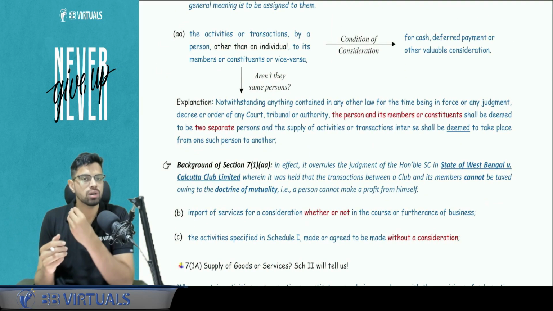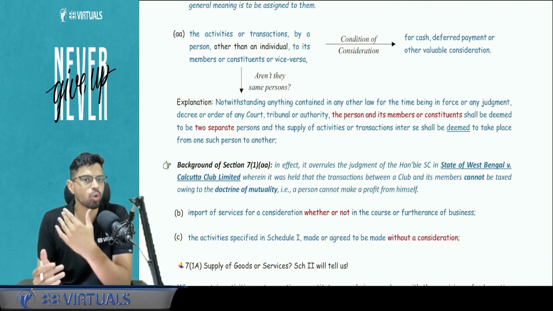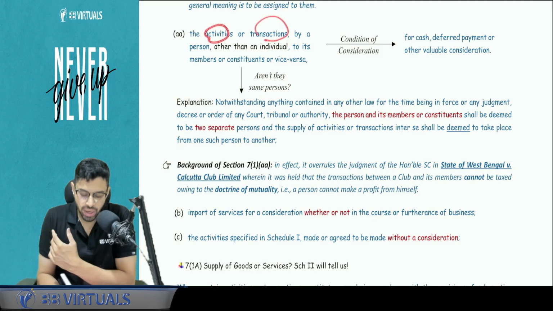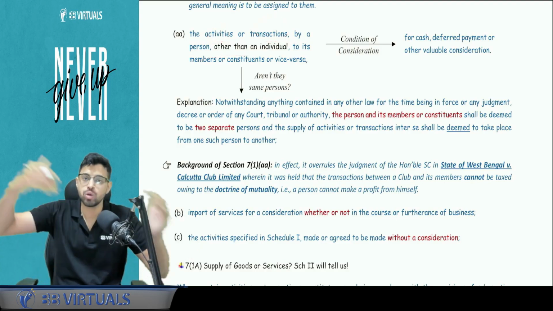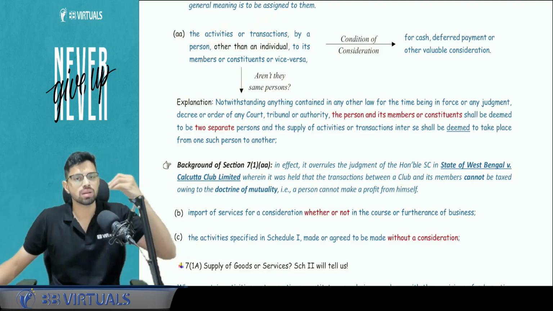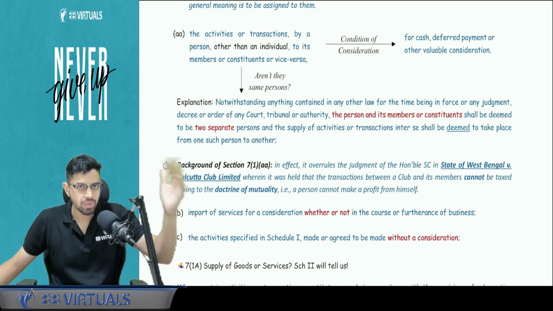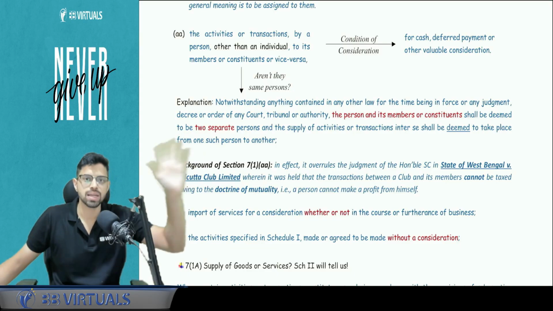AA is more of a clause specifically inserted to overrule a judgment of the Supreme Court. What does this say? All the activities or transactions by a person other than an individual to its members. So it is talking about entities like clubs. If there is a club and a member of that club, whatever the club gives to the member or vice versa is a supply, provided there is a consideration.